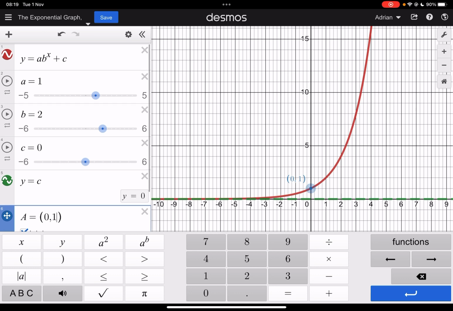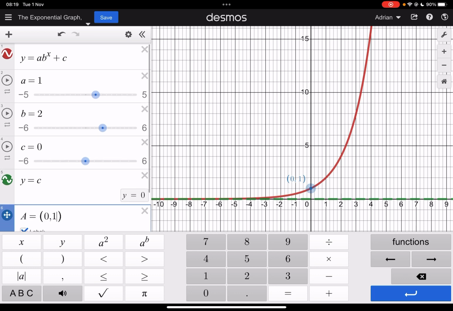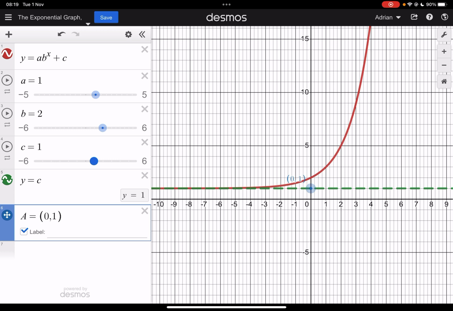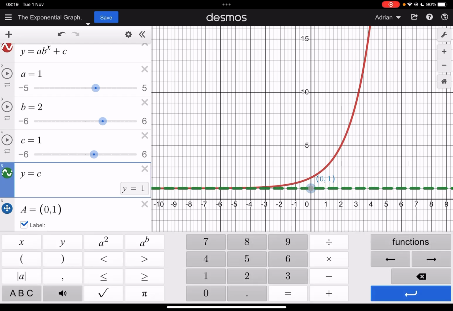But first of all, let's just change c around. So c, if we can remember from our transformations, is just going to be a vertical translation. It's going to send it up and down. So if I make c 1, you can see that I've jumped up by 1 unit, and the asymptote is now at y equals 1. We can see it from here in the c part.